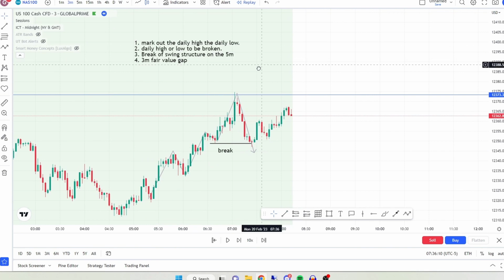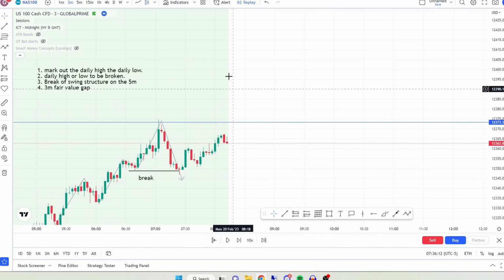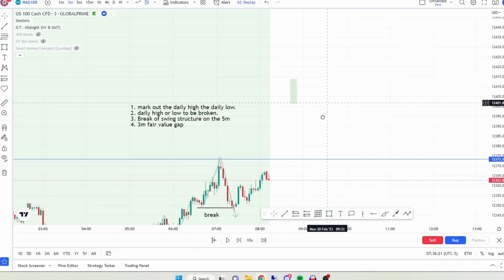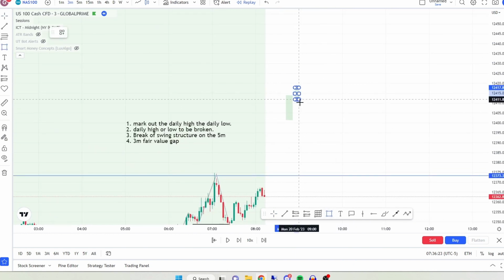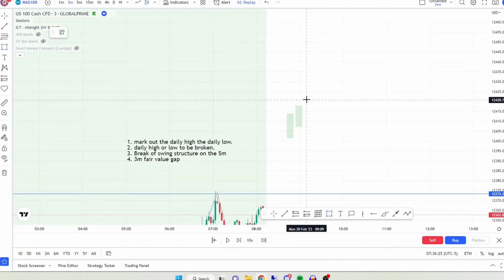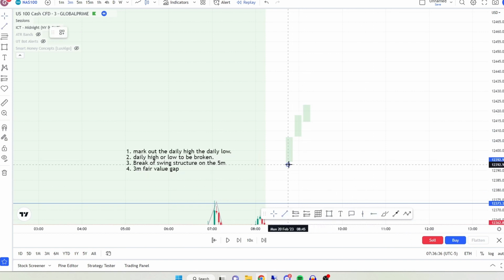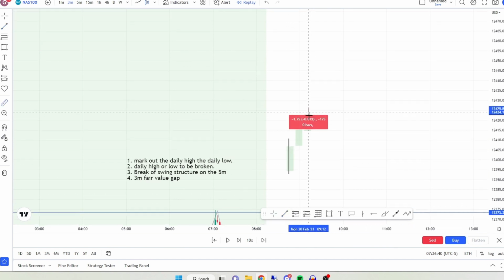So what is a fair value gap? I touched on this a little bit in the previous video. People were asking me to explain it a little better, but basically you look at the relationship of 3 candles. You've got candle 1, candle 2, and candle 3. So this candle here has a wick. Let me draw it out for you guys. This candle has a wick, and this candle has a wick.